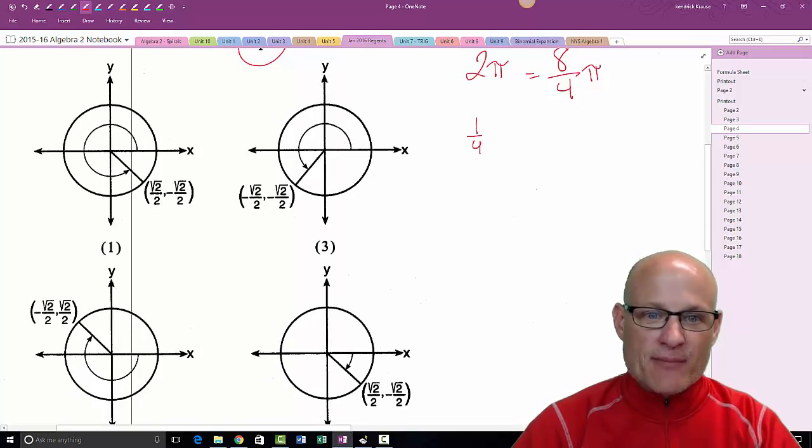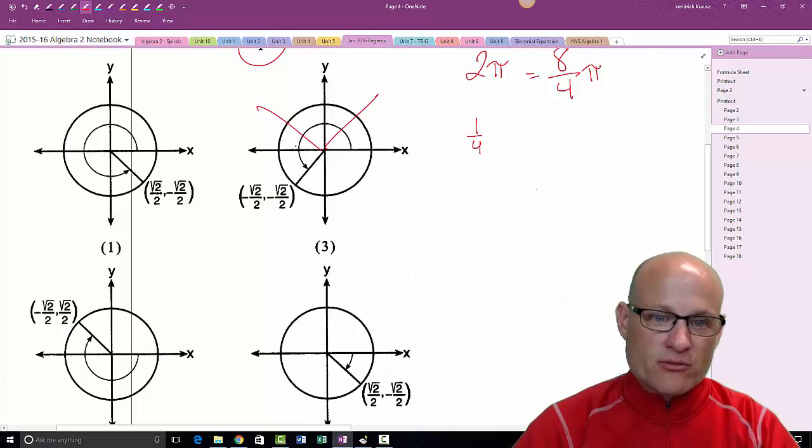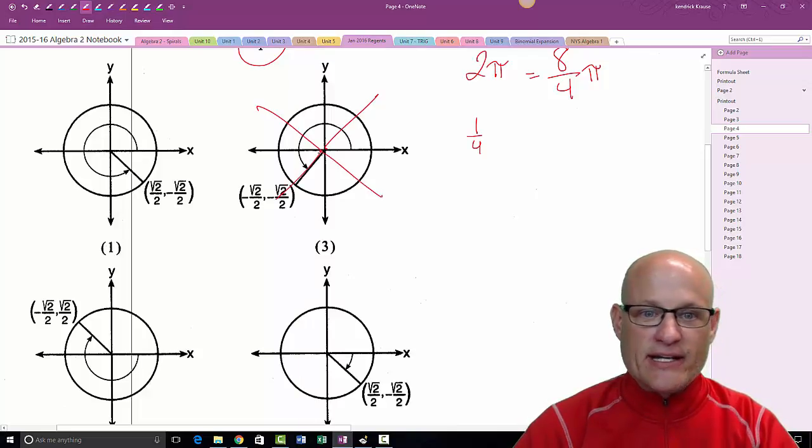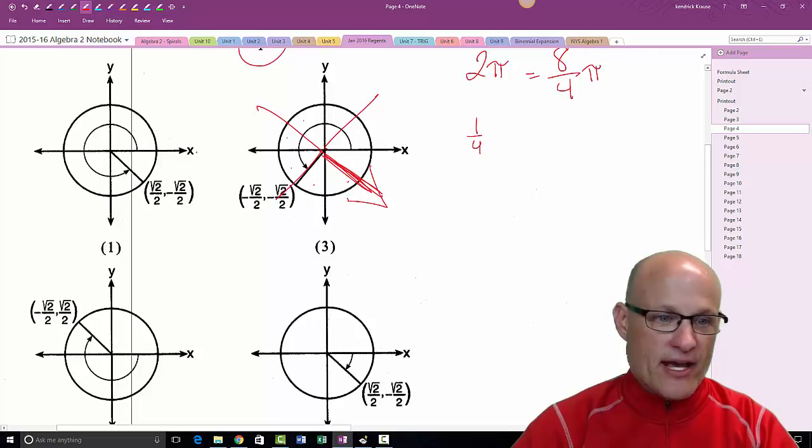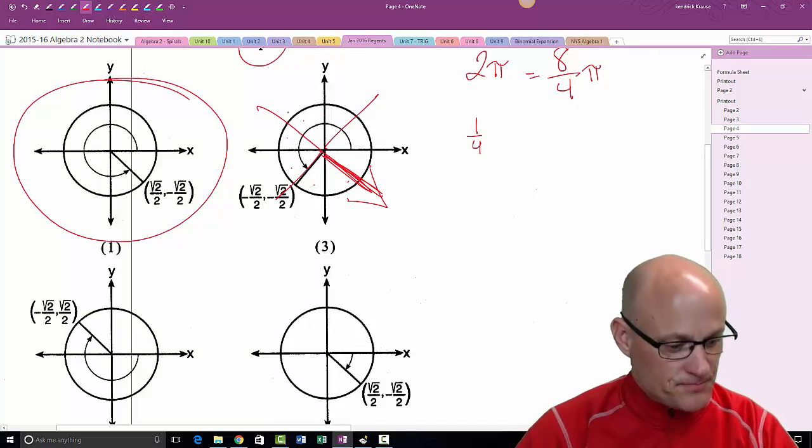So I've got to cut this thing into fours. 1, 2, 3, 4s. Okay, and I need to get around 7 of them. 1, 2, 3, 4, 5, 6, 7. I need the one that's going to end right there. And that would be choice 1.